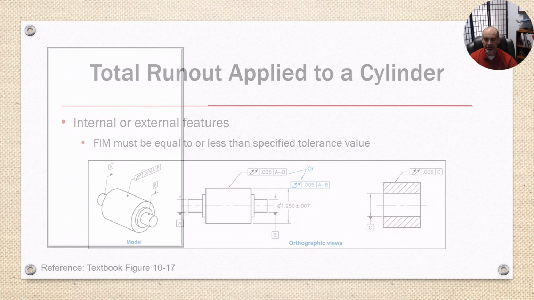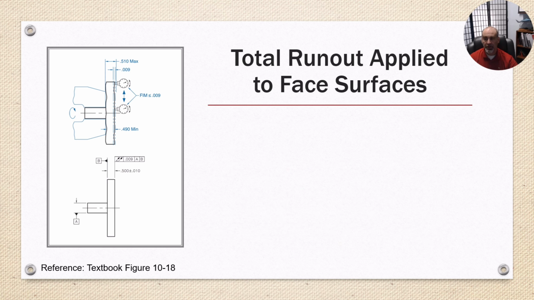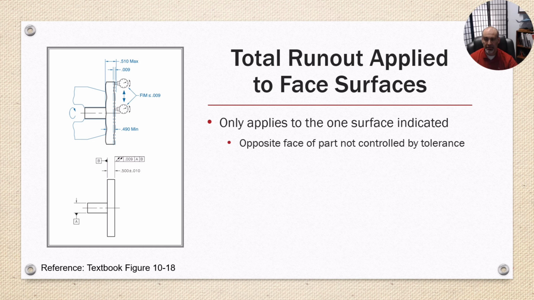Okay, total runout applied to face surfaces only applies to the one surface indicated, and the opposite face of the part is not controlled by the tolerance.